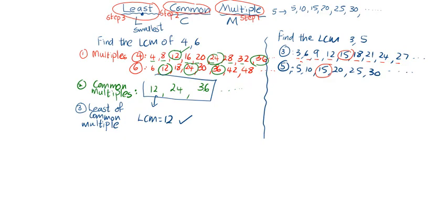We also know that the multiple of 3 after 27 is 30, so there will be a common multiple of 30. But because we are looking for the least common multiple, meaning the smallest common multiple, we're generally always looking for the first common multiple that we find. The first one, which is the smallest, is the LCM. So the LCM here is 15.